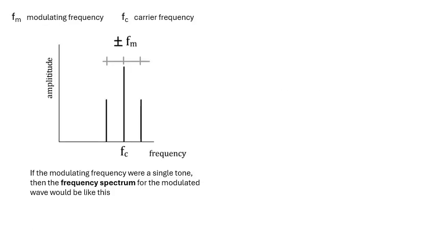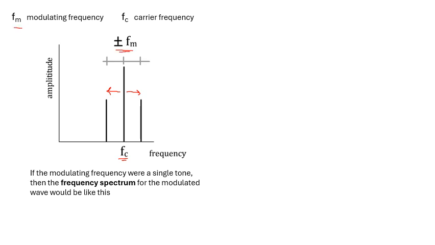This is called a frequency spectrum, and it shows what frequencies are in a signal and their relative amplitudes. And if you had a single tone which was being carried by a high frequency signal, this would be the frequency spectrum. So in the middle, you've got your carrier frequency there, and then either side of it, if the tone was, let's say, 500 hertz, then you would have a line at plus or minus 500 hertz.